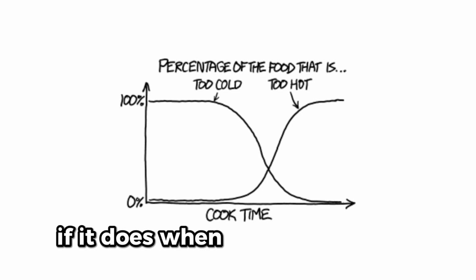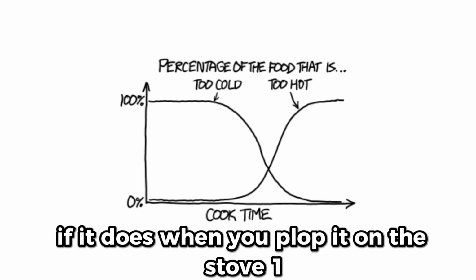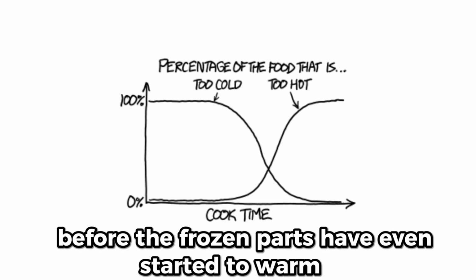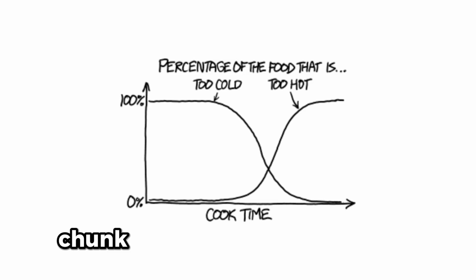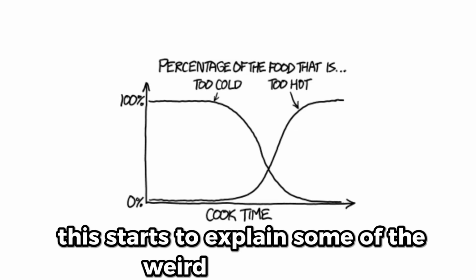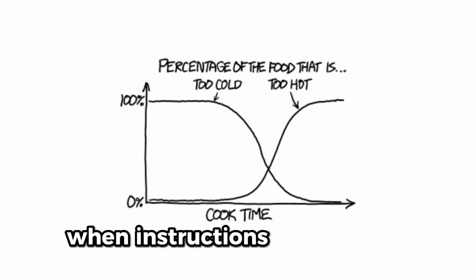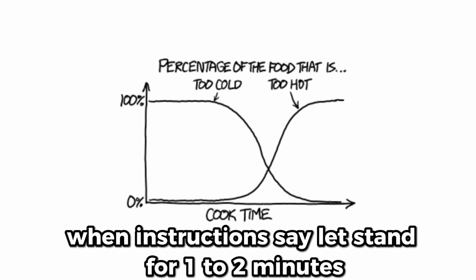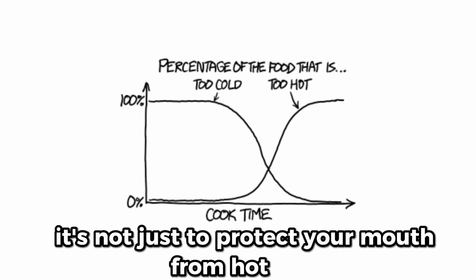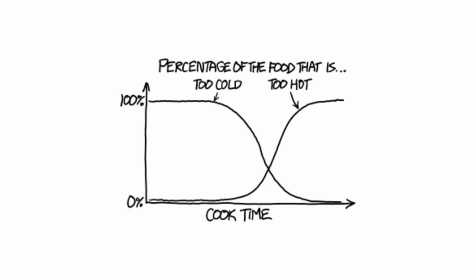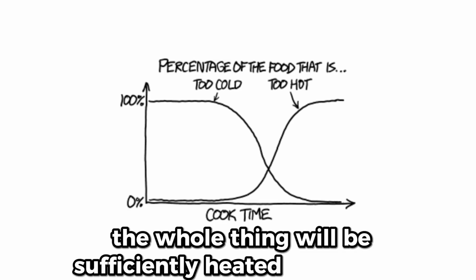If it does, when you plop it on the stove, the thawed parts might finish cooking before the frozen parts have even started to warm up, giving you a large chunk of raw meat in the middle of your steak. This starts to explain some of the weird instructions commonly seen on microwavable food. When instructions say let stand for 1 to 2 minutes, it's not just to protect your mouth from hot food. It's giving the hot and cold spots time to equalize, so the whole thing will be sufficiently heated throughout.